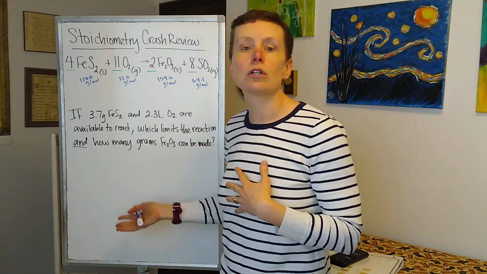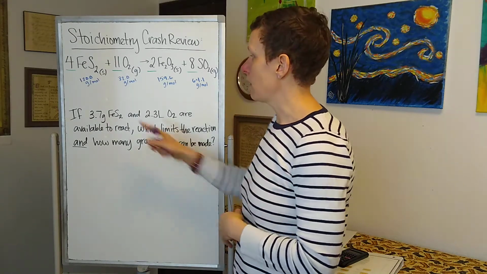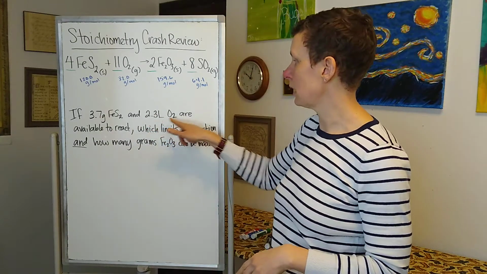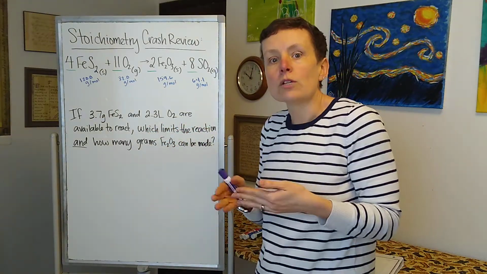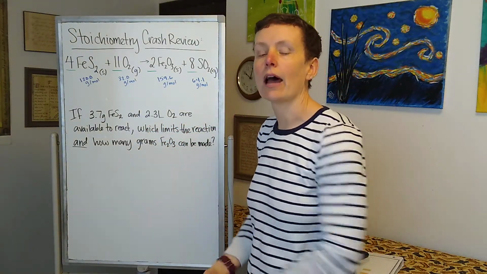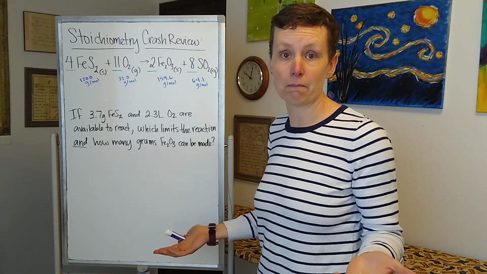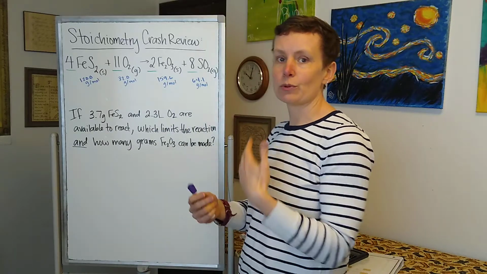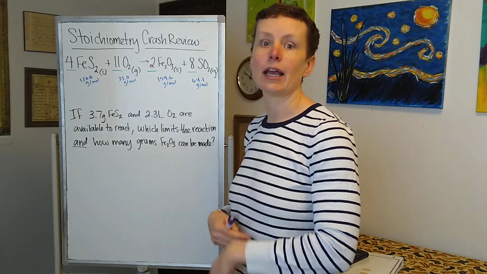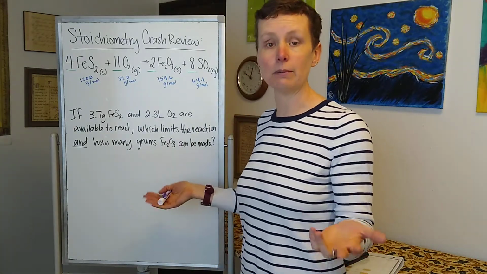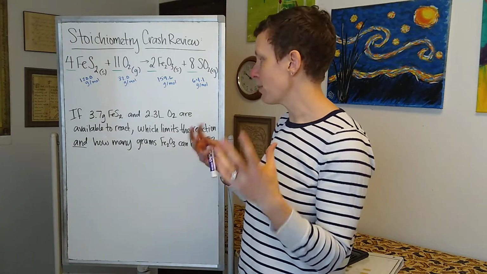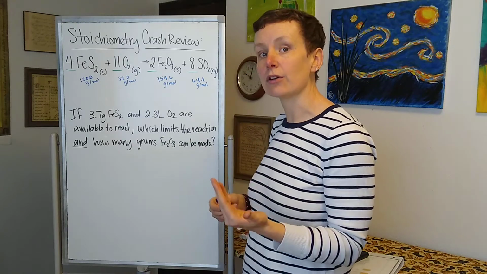Well, in chemistry, we're going to do the same thing. I've got this much iron sulfide, 3.7 grams, and 2.3 liters of oxygen. Which one is going to limit how much product can be made, okay? Which one am I going to run out of, which will then stop the reaction and prevent any more product from being made, okay? That's what these questions are asking. So wrap your head around that. Hopefully that makes that a little bit easier to think about.